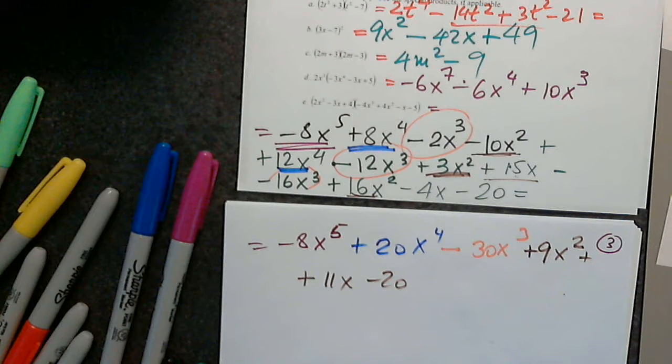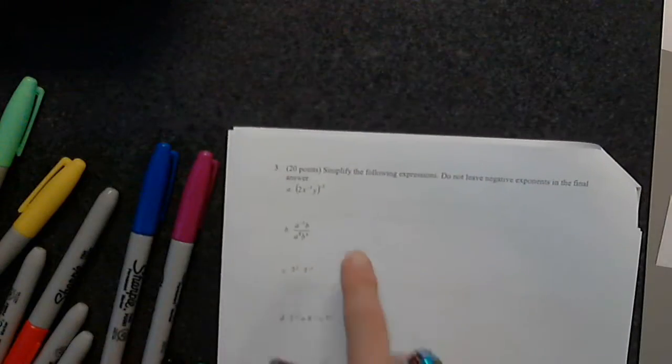So one more time, degree 5. Leading term: negative 8x to the 5th. Leading coefficient now: negative 8. Negative 8, correct. Good.